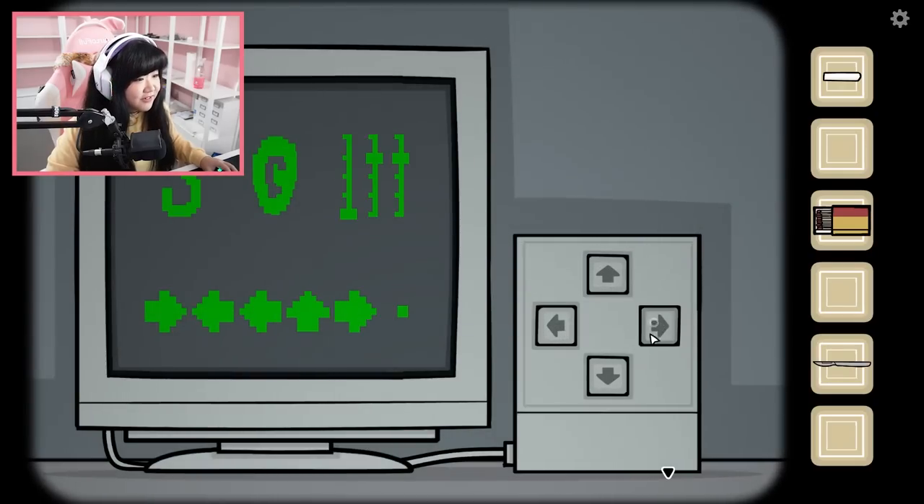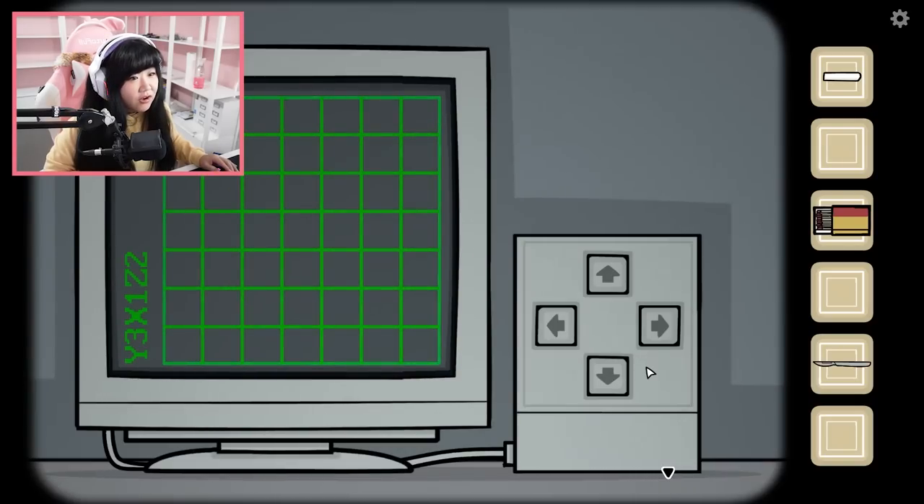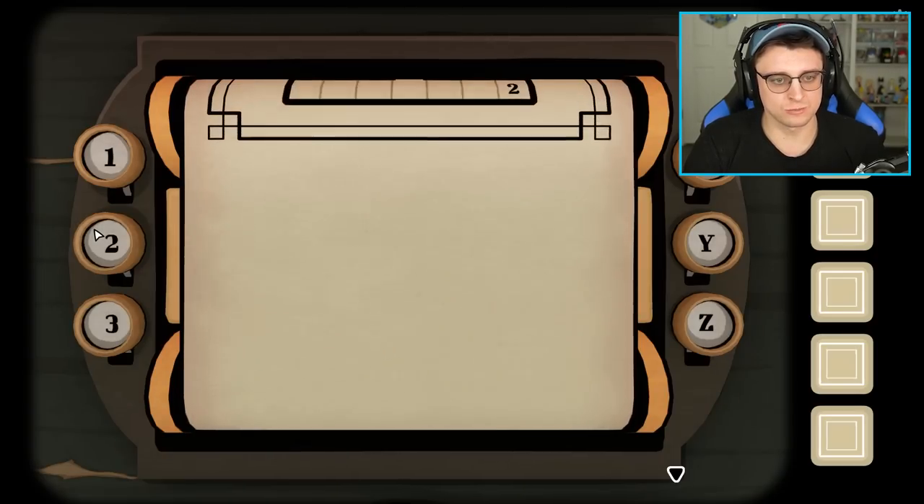Up, right, down. Oh, it went through. Did you get in your ear? You got your ear yet? No, I got a hook. I have almost like a chessboard looking thing. I have another code. Do you need the code somewhere? Y3. X1. Z2. All right, got it.